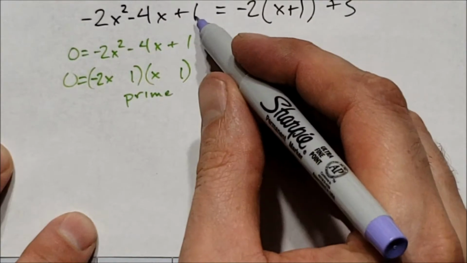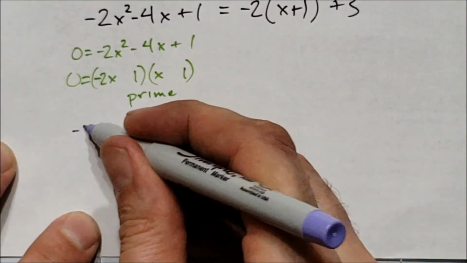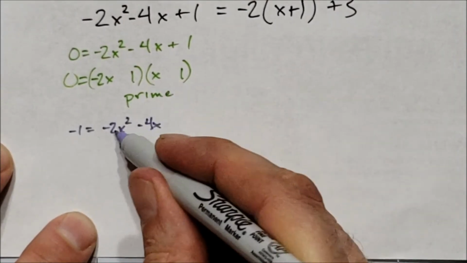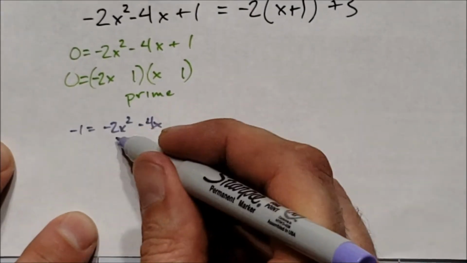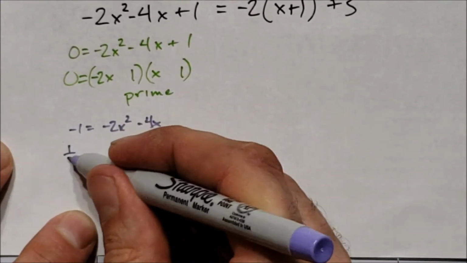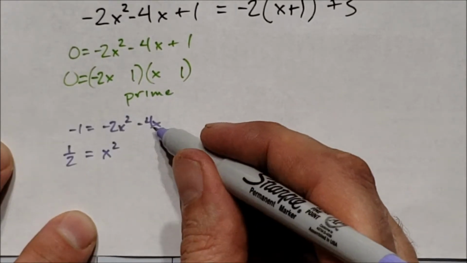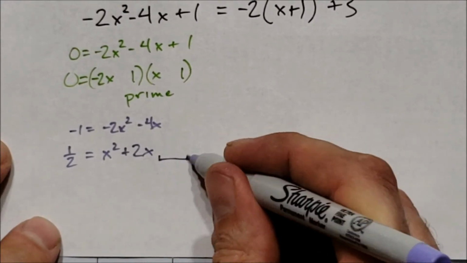We're going to set this equal to 0 and move the 1 to the other side. So we have negative 1 equals negative 2x squared minus 4x. Then we're going to get rid of the leading coefficient and turn it into a 1. So we divide everything by negative 2. Dividing everything by negative 2, we have a 1/2 over here, x squared, and then we have a 2x right there. Completing the square, we're looking for this term.